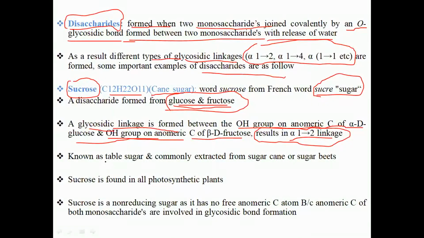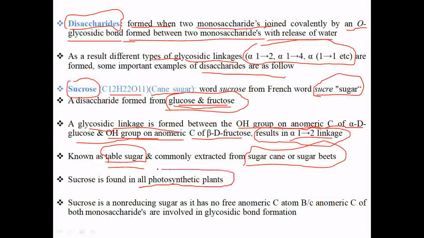Sucrose is also known as table sugar, and we use it in our daily routine life. It is commonly extracted from sugar cane or sugar beets. Sucrose is found in all photosynthetic plants, so it is a very important property.